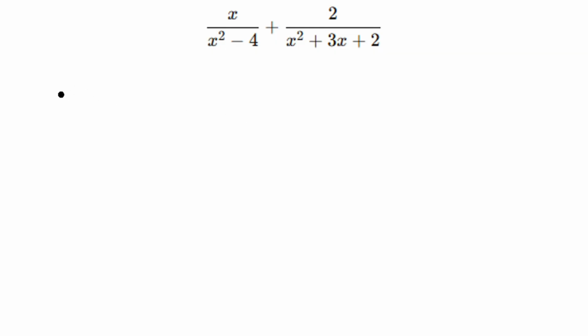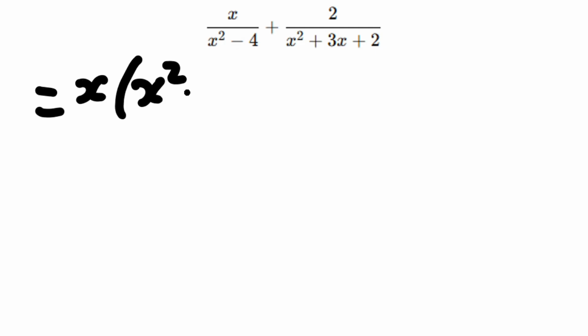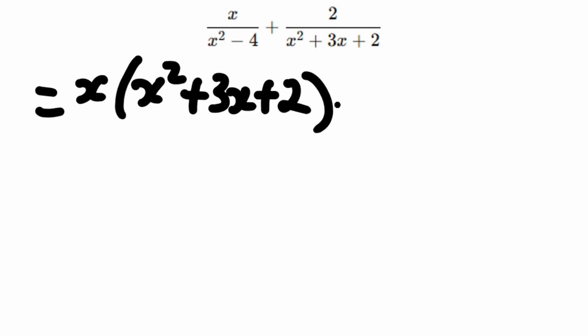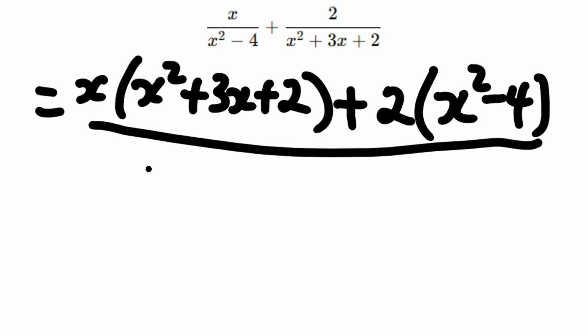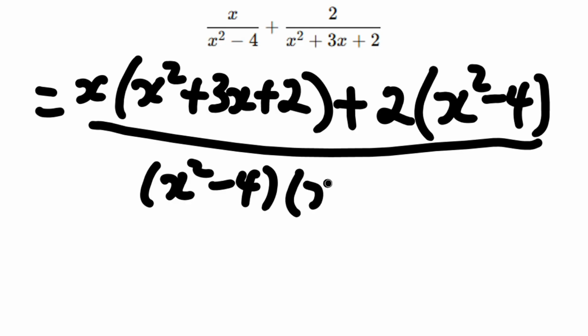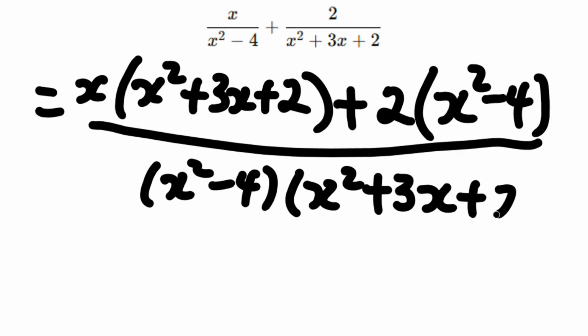So this one also becomes, this will multiply this, x alone will multiply the x squared plus 3x plus 2. The sign is plus 2 multiplying the denominator of the other, x squared minus 4, all over x squared minus 4 to multiply x squared plus 3x plus 2. So these are the guys that we have.